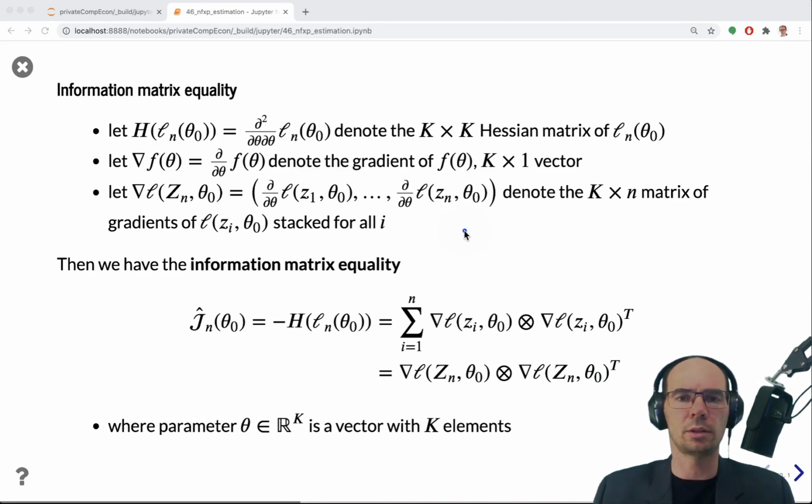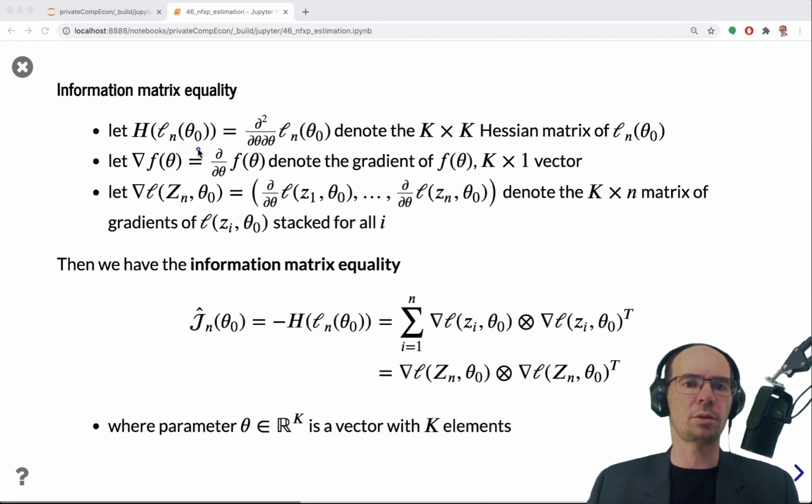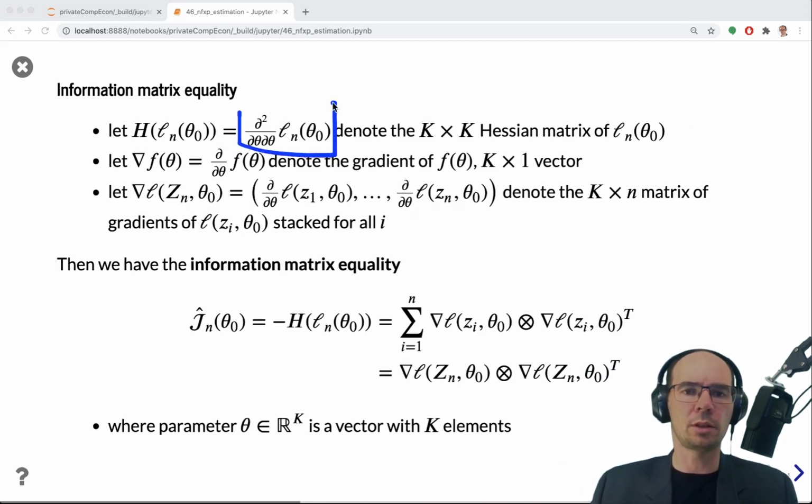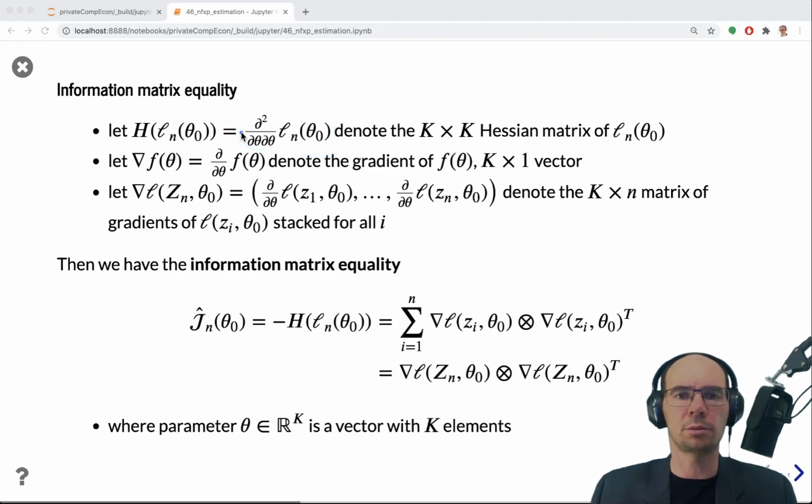All right, so a similar thing happens in our observed Fisher information. And here it's handy to introduce some new notation. So first, let's realize that the second order derivative of the log likelihood function forms the Hessian matrix of the log likelihood function on the whole sample, right? So this is k by k Hessian matrix. Now, if we take just the first derivative, then what we get is a gradient, denoted with this nabla symbol here. And this is going to be a k by 1 vector.